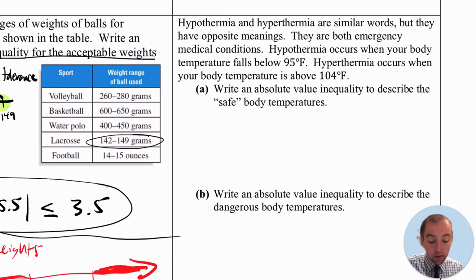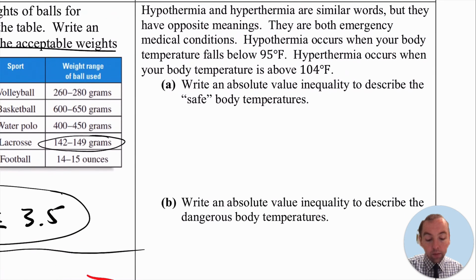And then one last example right here. Hypothermia and hyperthermia are similar words, but they have opposite meanings. They're both emergency medical conditions. Hypothermia occurs when your body temperature falls below 95, so that's when it's really cold. And hyperthermia occurs when your body temperature is above 104 degrees, so too hot. Write an absolute value inequality to describe the safe body temperatures.